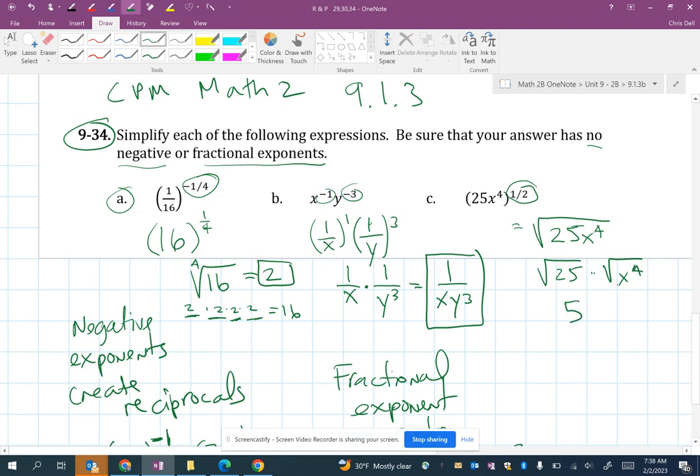So the square root of 25 is 5. Square root of x to the fourth. Remember, I'm looking for two things that multiply to be x to the fourth. In this case, x squared times x squared is x to the fourth. So my answer there would just be x squared. So there's my final answer, that one, 5x squared.